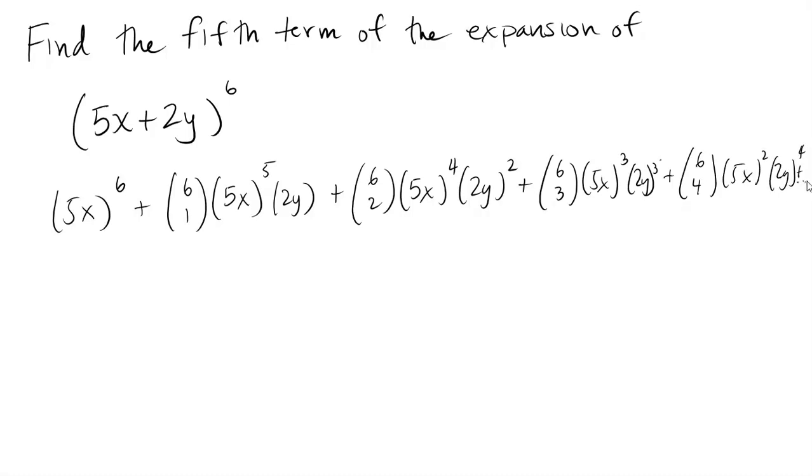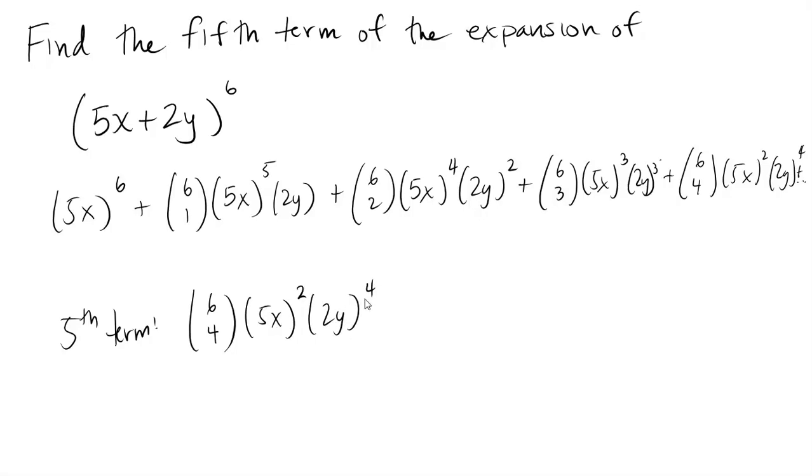Okay, so there are a few more terms, but we've arrived at the 5th term. That's the one we want. So the 5th term is going to be 6 choose 4, (5x)^2 times (2y)^4. Let's simplify this, and then we'll talk a little bit about how we could have figured out what the 5th term was without listing all of these.